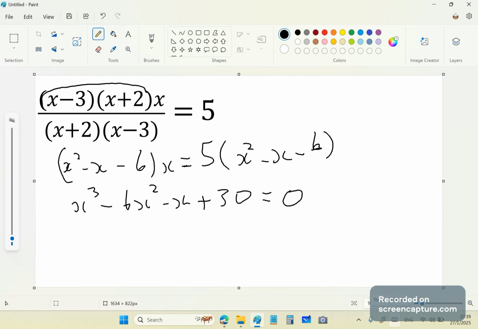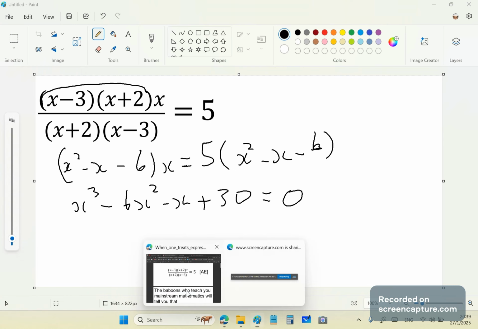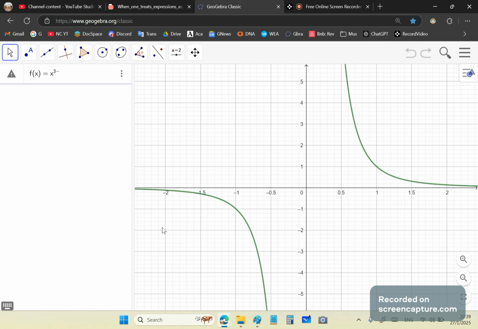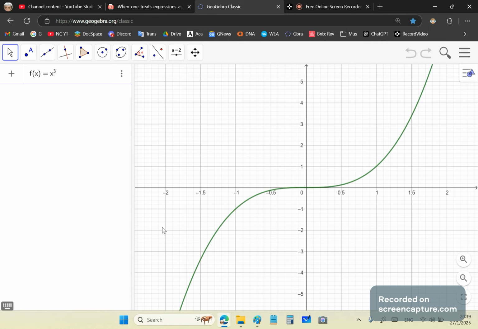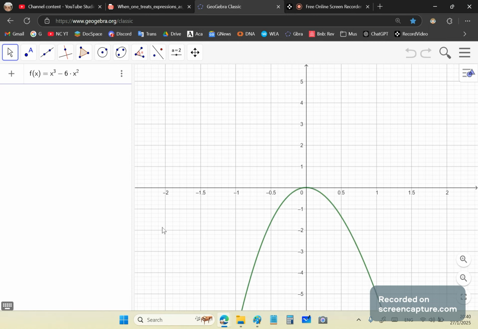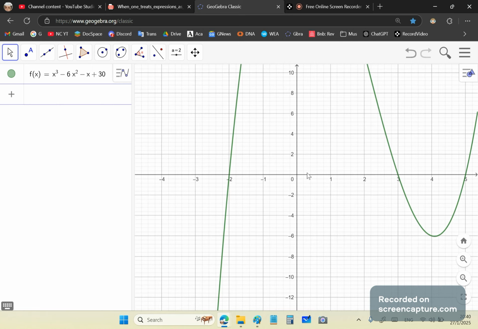Simple as that. Now, if you plot that in GeoGebra, so let's do that. Let's plot that in GeoGebra. Let's say f of x is equal to x cubed minus 6 times x squared. Okay, x cubed minus 6 times x squared minus x plus 30, right? And what you'll have is a curve like this.